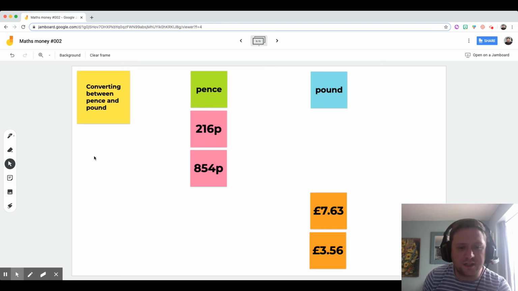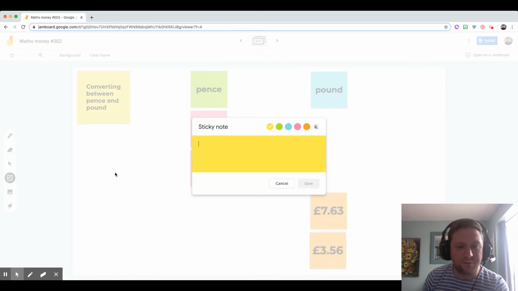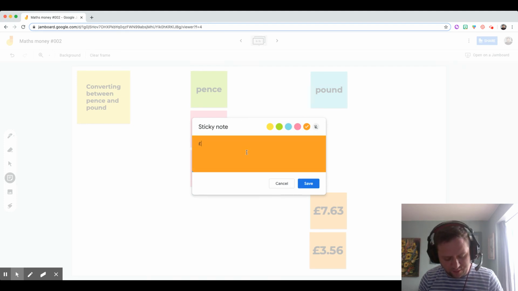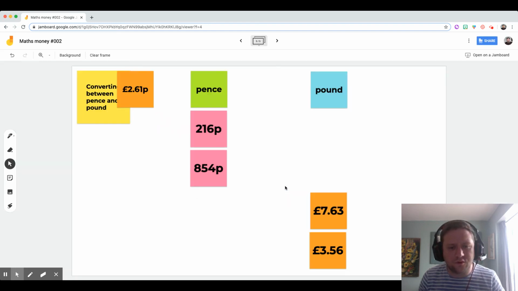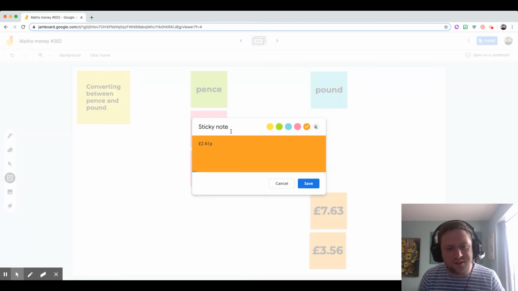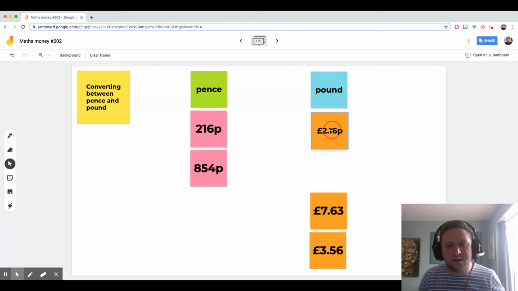So, 216 pence. Well, I'm going to take the 200 pennies out and turn them to pounds. So, I'm going to say that would be £2, decimal point to show the difference between the pounds and the pence. And then how many was it? Was it 61p? Trying to remember. Oh no, not 61. That's different to 16. There. So I've taken the pounds out, I've shown the decimal point, and then I've got the 16p on the end.